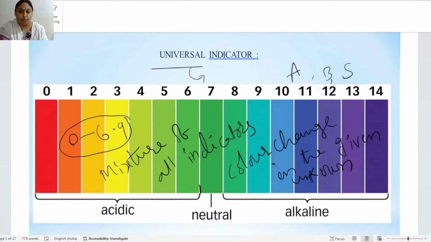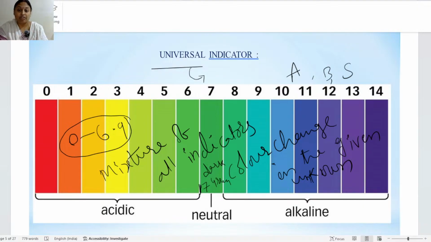Here at this point 7 is starting. So before 1 gap is there. Till that, we have the units of 0 to 6.9. In between these ranges, we get different colors. Those all come under acidic. And when it comes to 7, here we are getting the dark green color. It belongs to the neutral.